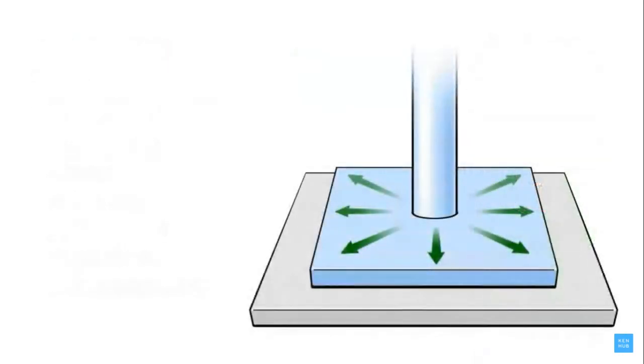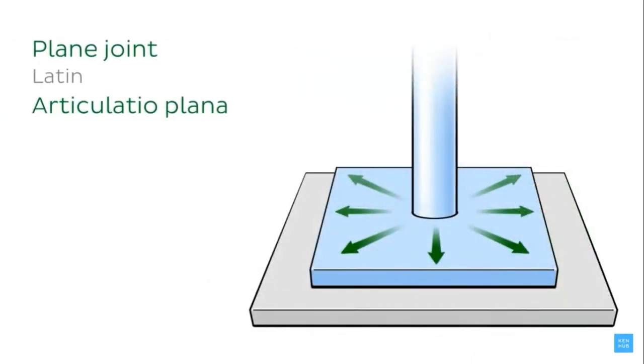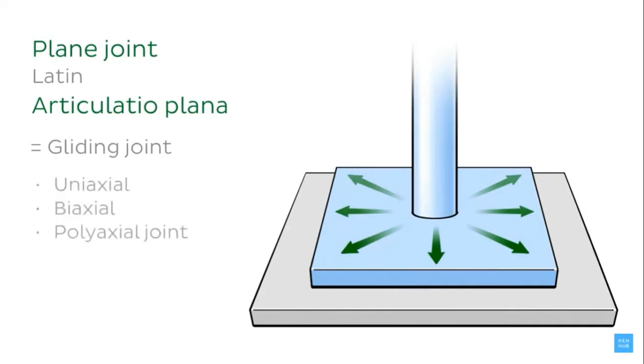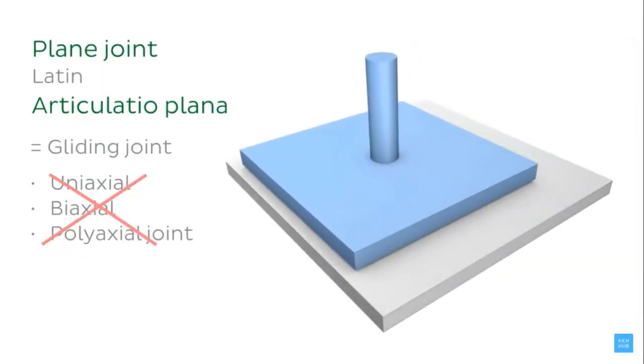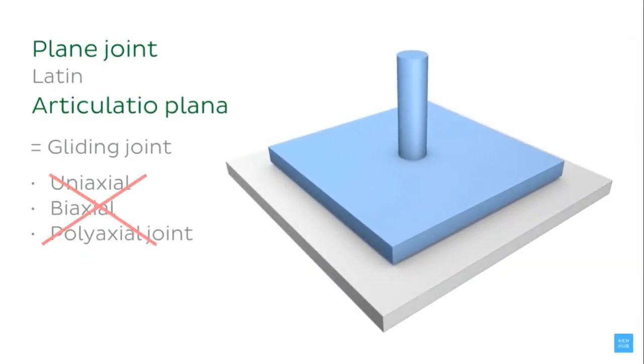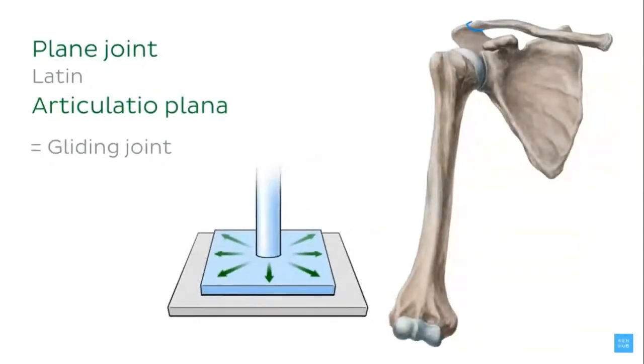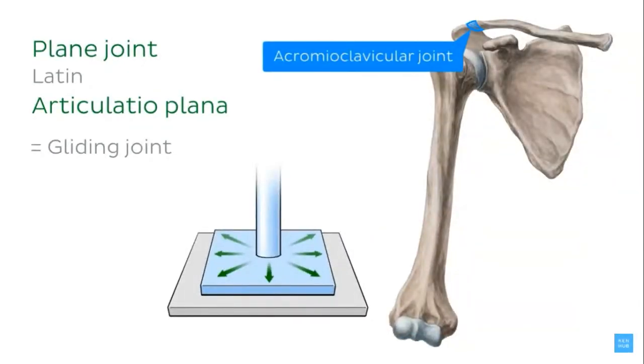The final joint that we will look at is the plane joint. This type of joint is unlike other joints we discussed in that it doesn't use an axis, but only permits gliding movement. In short, the plane joint performs a gliding movement where one bone moves across the surface of the other.